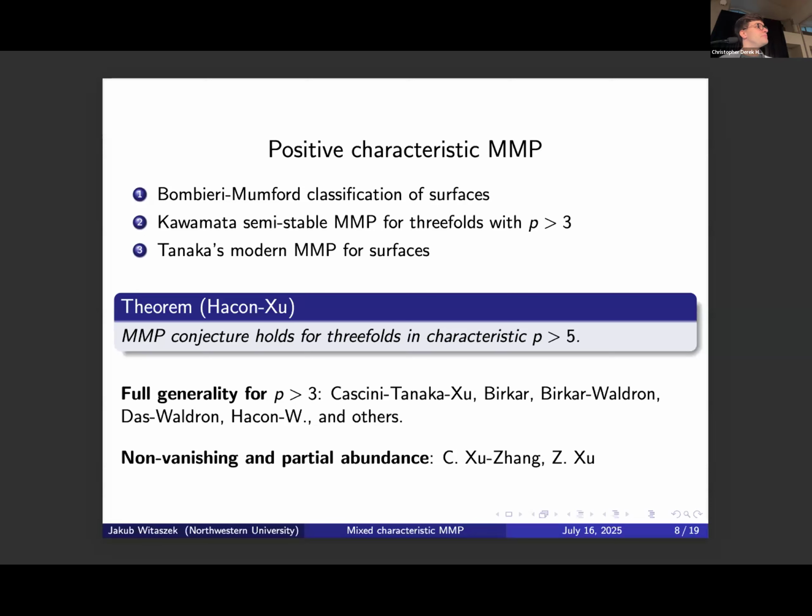Moreover, there's been significant progress on the abundance conjecture. Chenyang Xu and Lei Jiang proved the non-vanishing part of the abundance conjecture, and there's been important progress for partial abundance by Jiang and Xu.